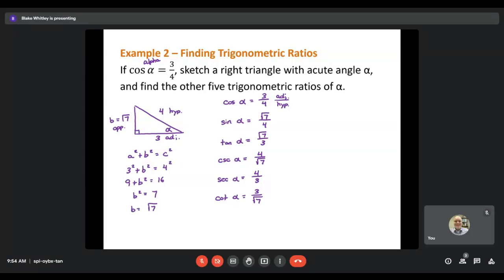Okay, so anytime they give you one of your trig ratios and they tell you it's a right triangle, draw your right triangle, think about which two sides you have from that trig ratio, in this case adjacent and hypotenuse. We can use Pythagorean theorem to find any missing sides, and once we have all three sides, then we can find all of our trig ratios.